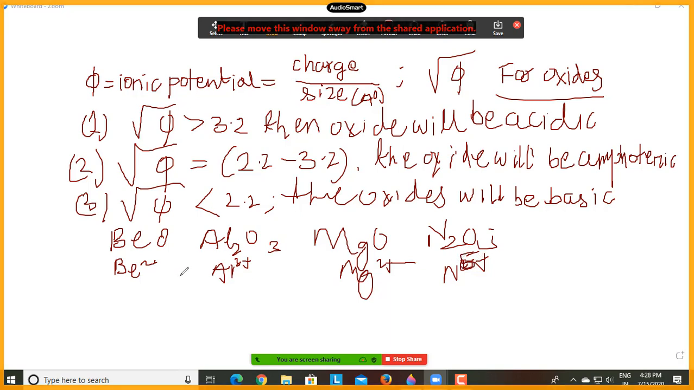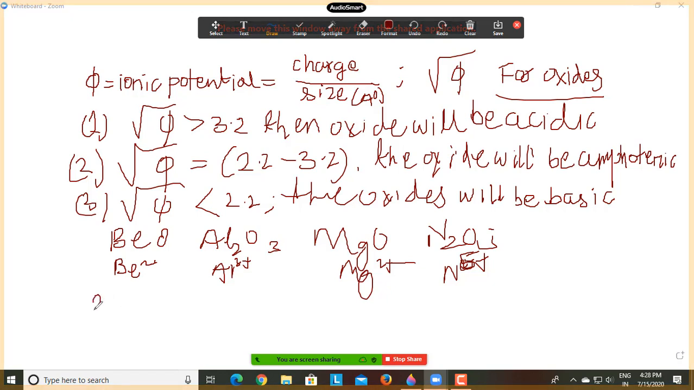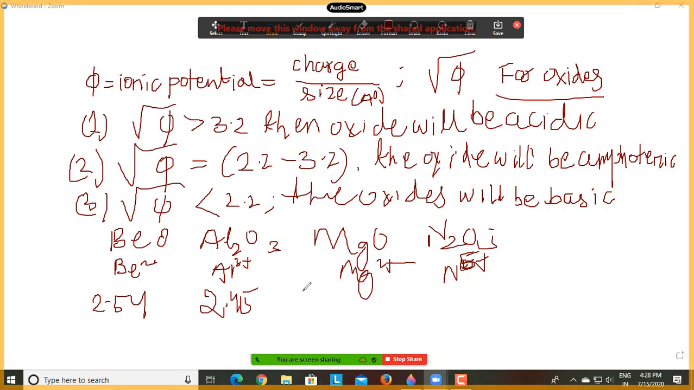If you calculate this charge by its radius and take the square root, for beryllium it is coming 2.54. For aluminium it is coming 2.45. For magnesium it is coming 1.66. For nitrogen it is coming 10.66. So this is the root phi value.